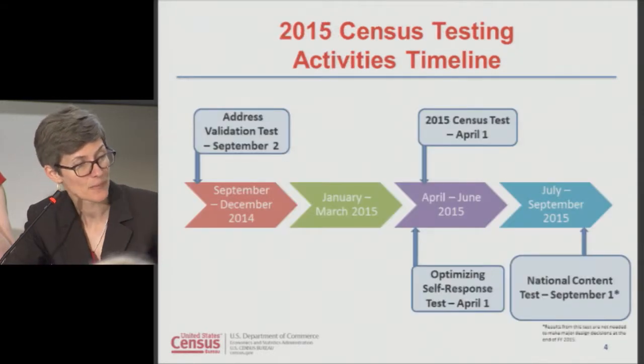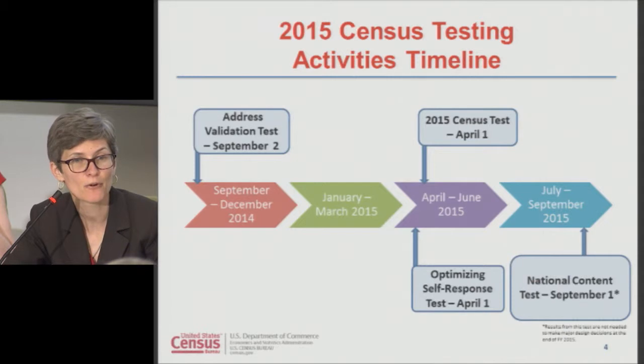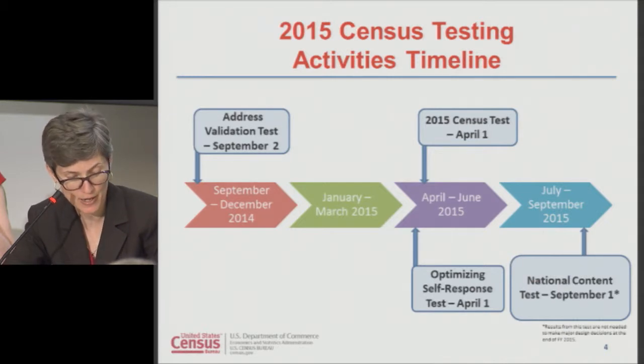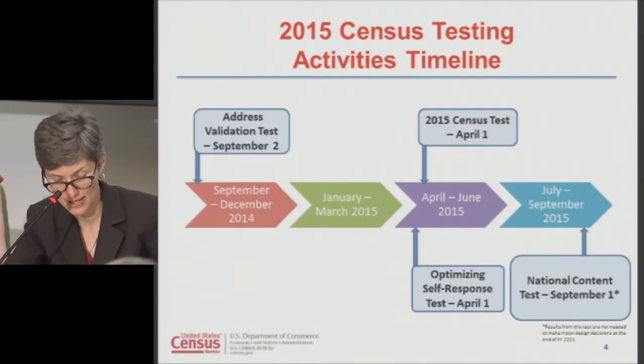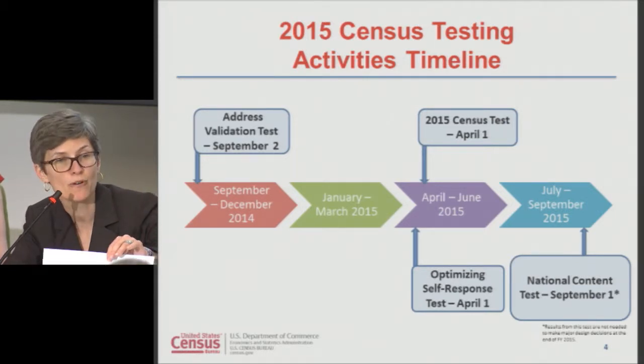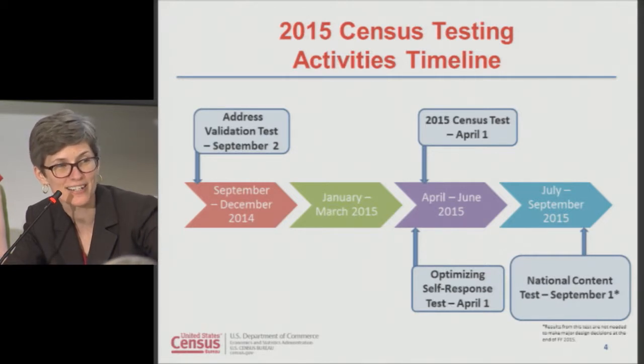Next slide, please. You've seen this timeline before. We've presented it at the past 2 PMRs. This is the 2015 census testing timeline. We kicked it off in September with the address validation test. April 1st was our census day for both the OSR test and the 2015 census test. And then we'll conclude this year with the national content test. And Mary Ann and Jenny are going to provide you more information about both of these tests right now.